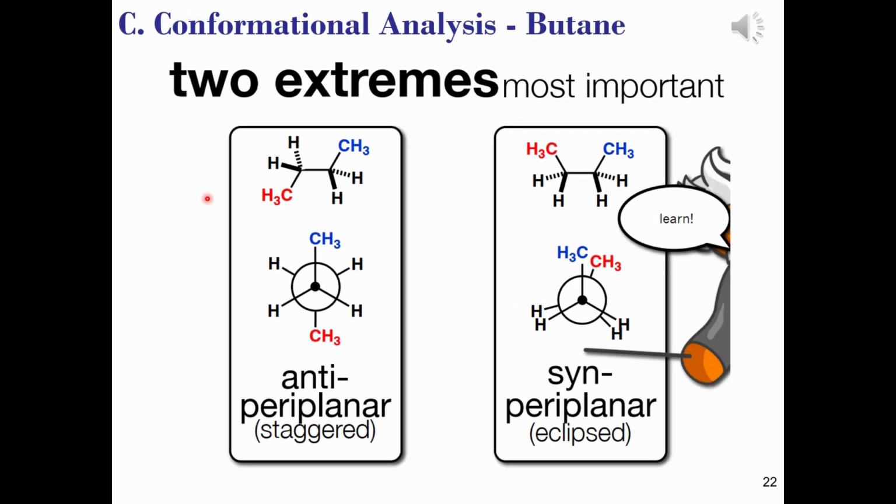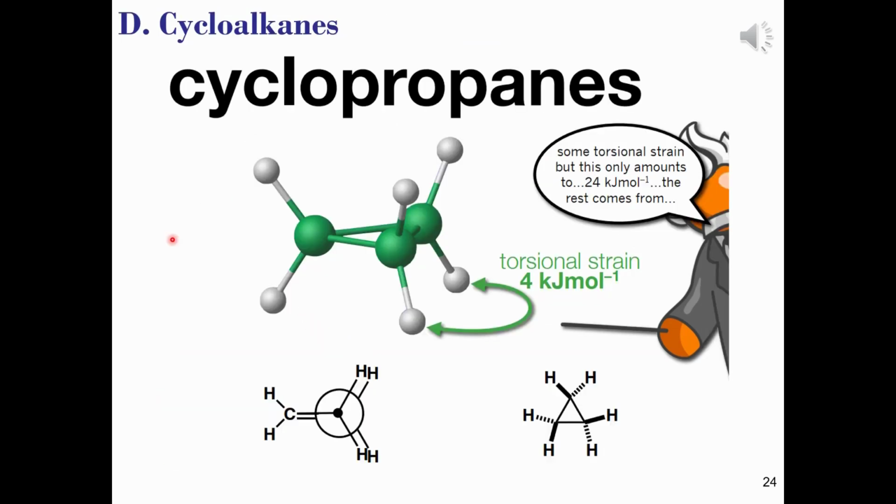The most important conformers are the two extremes. That's the anti-periplanar, which is a staggered conformation. This has no torsional strain, no steric strain, and therefore is the lowest in energy, and also the highest in energy, which is the syn-periplanar conformer. This is the one that has the two methyl groups eclipsing each other. This concludes part C. And in this video we're going to pay particular attention to the conformations of cycloalkanes.